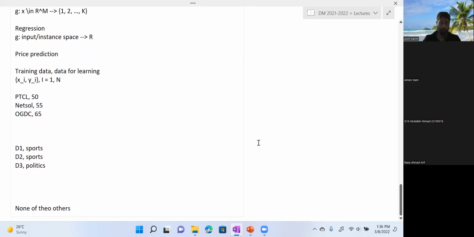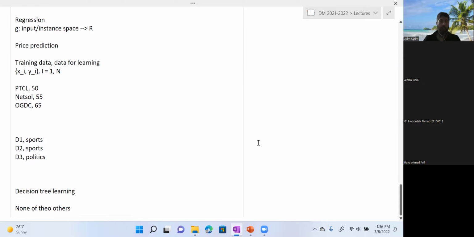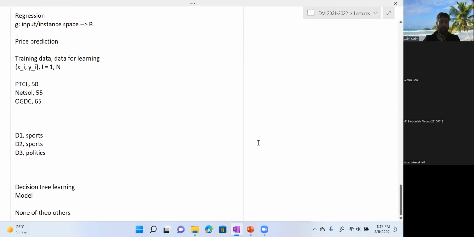So now let me just start with decision tree with a few words. We'll do the main discussion of decision tree next time. Tree learning. So a decision tree basically is a model. This is the model that we actually want to learn. And this is the outcome of our data mining task. So what exactly is a decision tree?